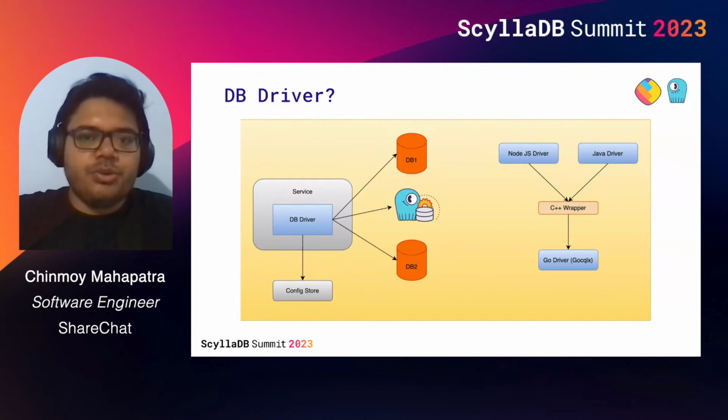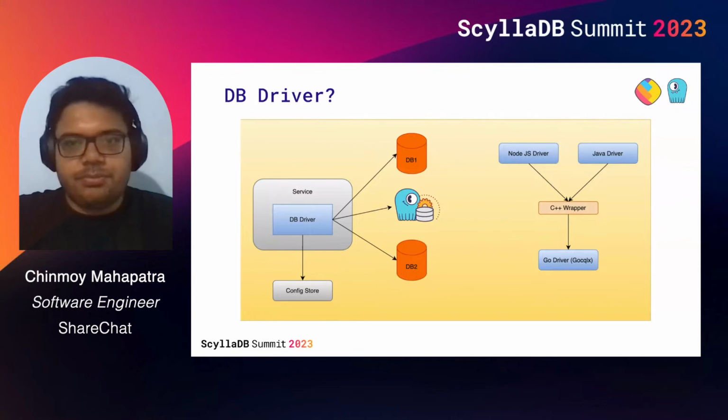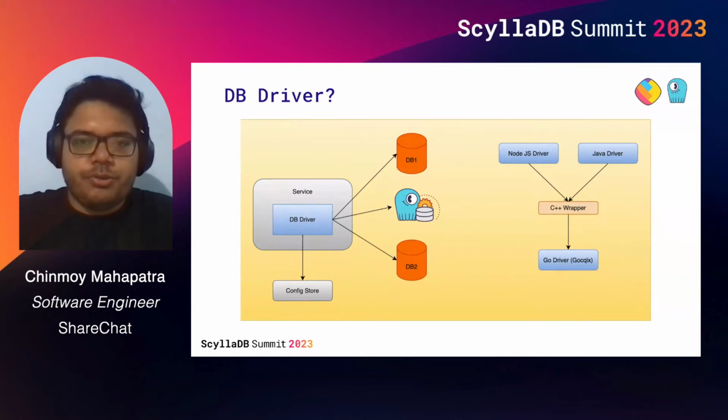Now in ShareChat, we use multiple languages, and the three primary ones are GoLang, Java, and NodeJS. Now we found that GoCQL and GoCQLX are pretty mature in terms of Scylla drivers. So we wanted to go with the Go route. So we have built our primary driver or library in GoLang.